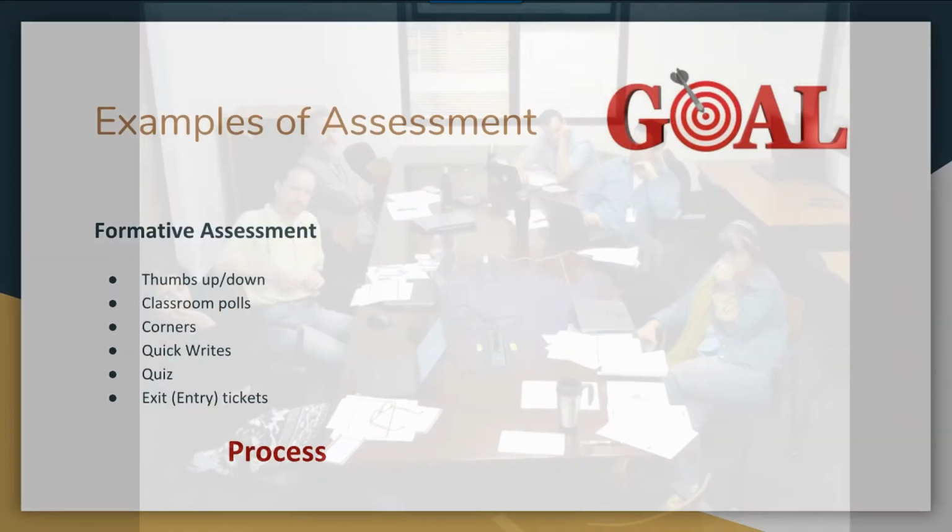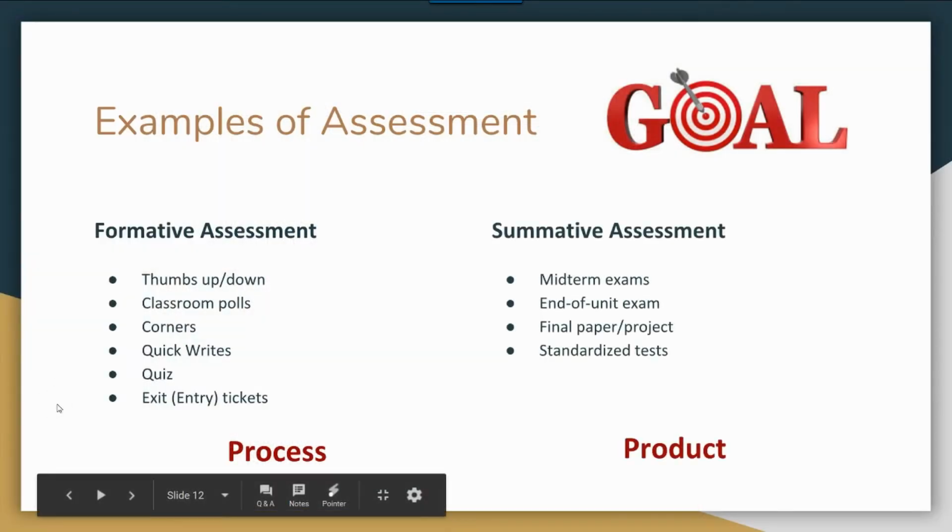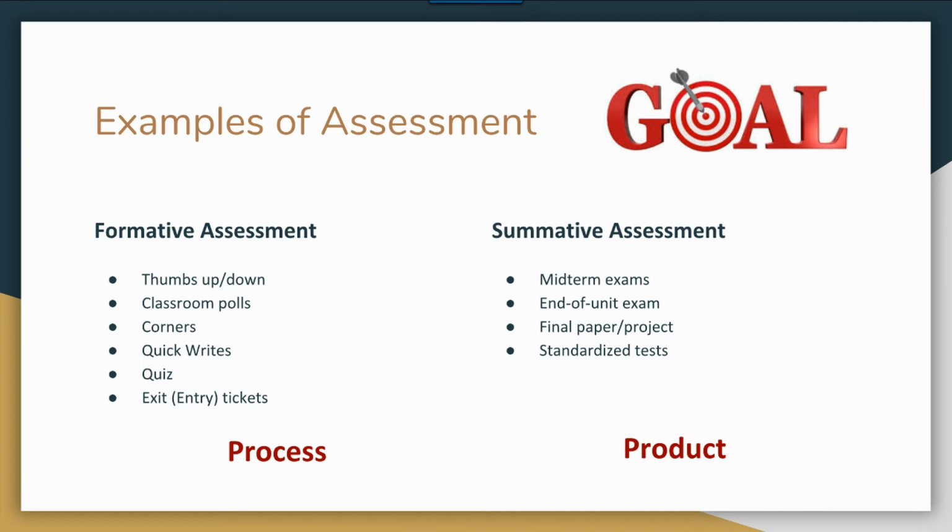The quiz, I talked about that. And exit and entry tickets, and you're going to do that in a minute. Summative assessment: midterm exams, end of the unit exam, final paper or project, and standardized tests. And again, here we're looking at process, and here we're looking at product.